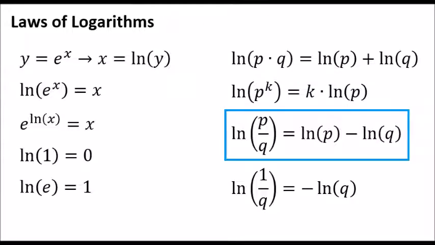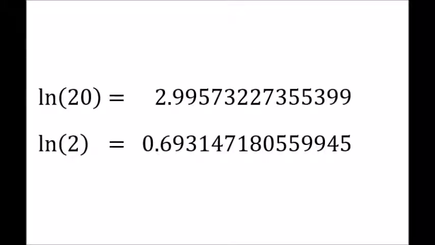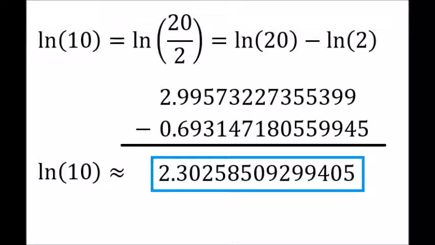Now we are going to use this law of logarithms to compute the exact same number. In previous lessons, we have already found the natural log of 20 and the natural log of 2. I've repeated those results here for convenient reference. No need to reinvent the wheel. Let's now use them to find the natural log of 10. 20 divided by 2 equals 10, so I just need to subtract the natural log of 2 from the natural log of 20 in order to find the natural log of 10. That calculation is shown here.